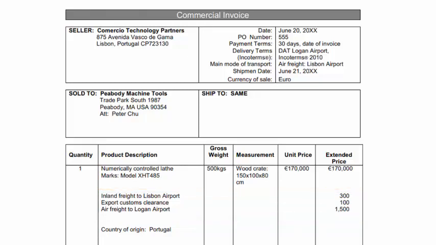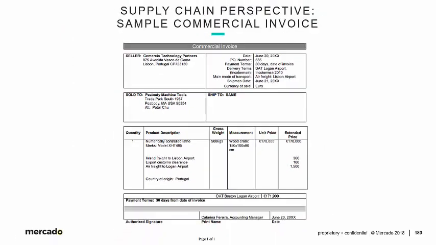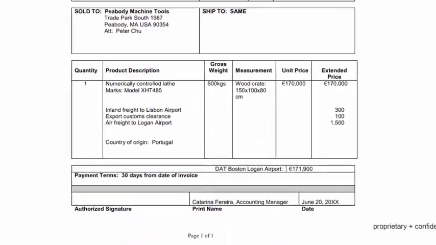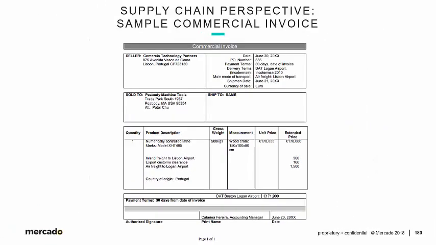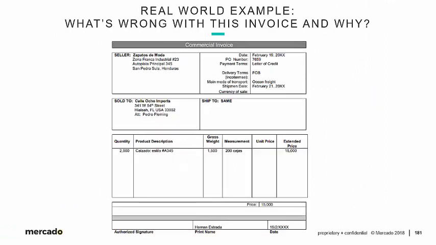International transportation charges are not included in dutiable value, but the commercial invoice is required to break those out. Country of origin, required by customs, Portugal. Full DAT price of $171,900. Our entered value would be less the transportation component, as signed on the commercial invoice by the seller. This is a simple but solid commercial invoice because it contemplates all of the requirements we spoke of just a moment ago. Now we have a real-world example that asks the question, what's wrong with this invoice and why?